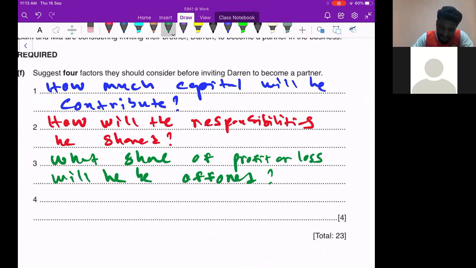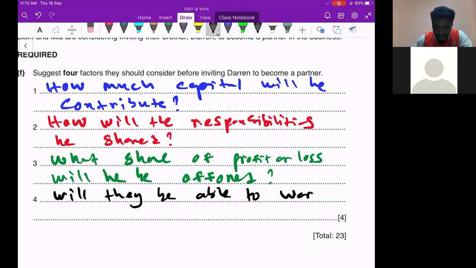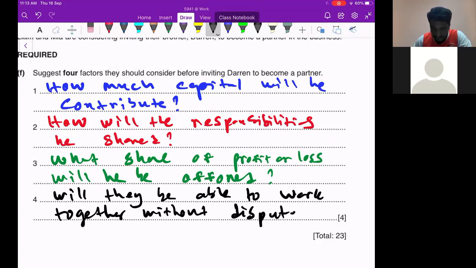Okay, another one. Since this guy is a brother, can they work together or not for the longer term? Will they be able to work together without disputes arising? Because brothers are family, sometimes when they work together there's a problem. You need to consider that one first.